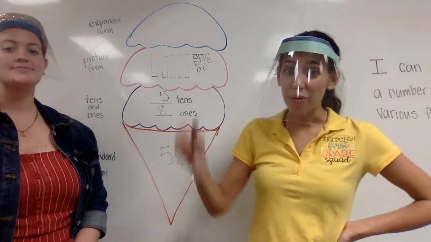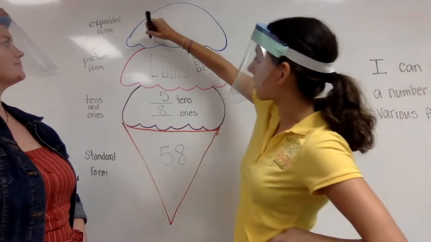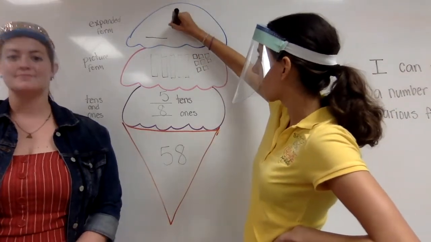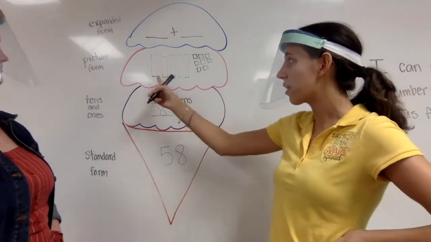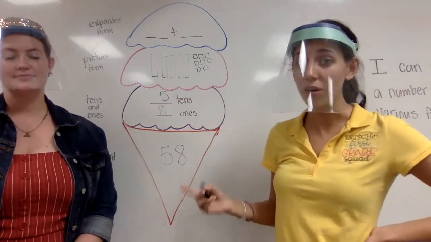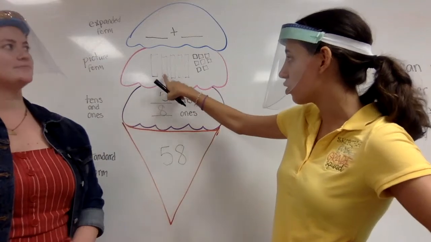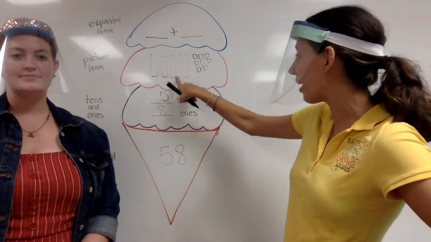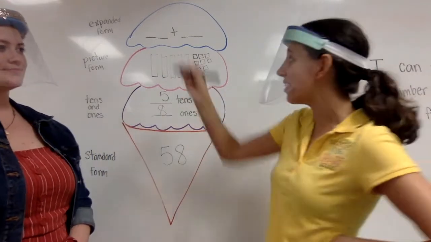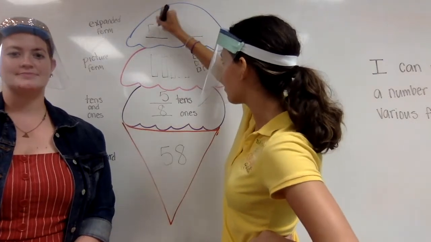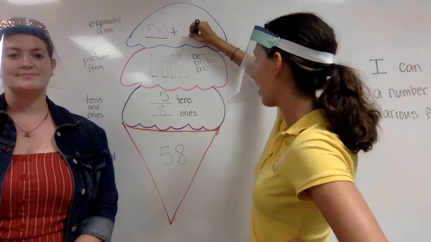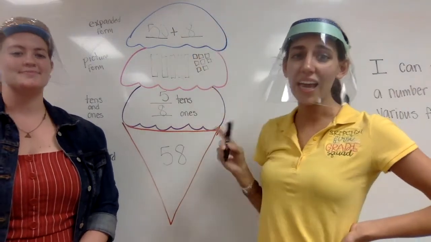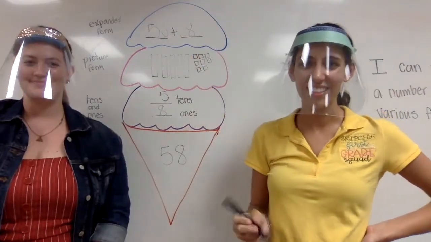And then if I were to put it in expanded form, remember that's how much my tens are worth plus how much my ones are worth. And so if I were counting how much my tens were worth, I could count 10, 20, 30, 40, 50. So 5 tens is worth 50. And then 8 ones would just be worth 8. And 50 plus 8 would equal 58.